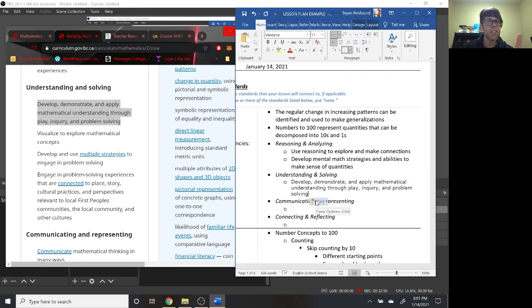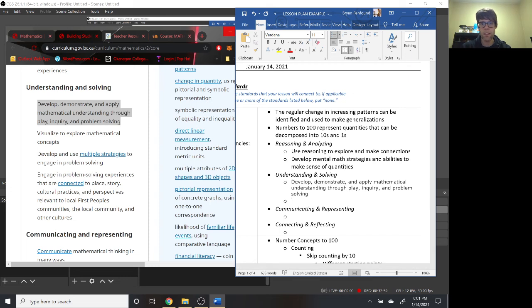You can copy and paste it. Just make sure you reformat it because that looks like garbage. So Calibri 14. So let's go ahead. We're just going to copy paste all the ones we need, and we're going to fix that to make it look better. Okay, visualize to explore mathematical concepts.